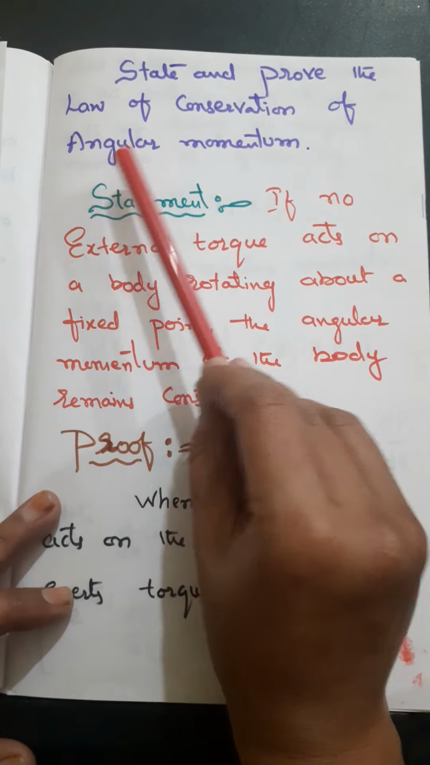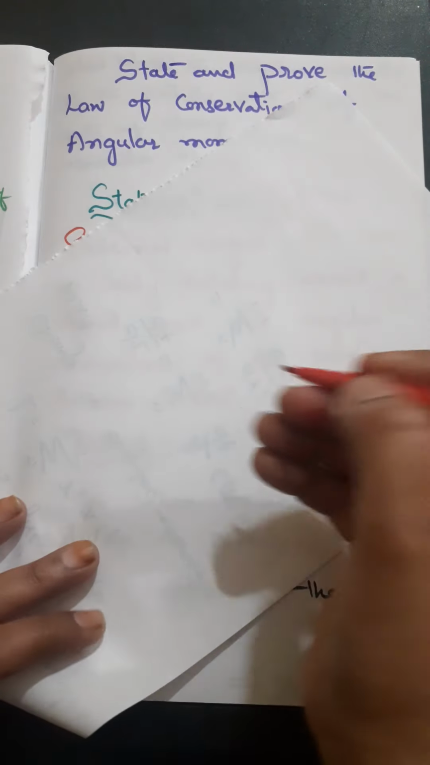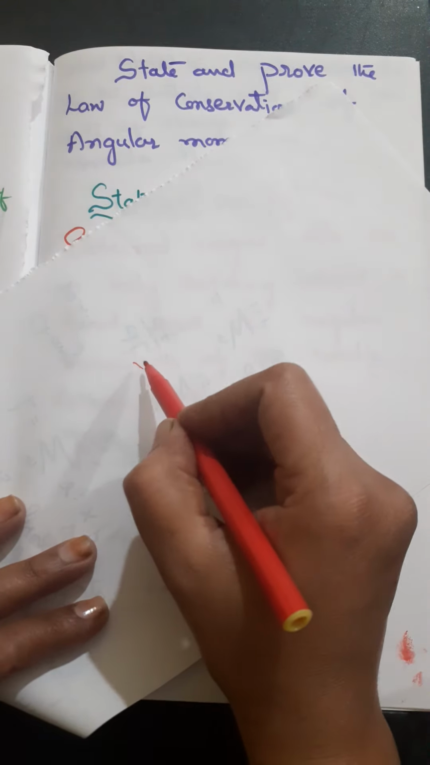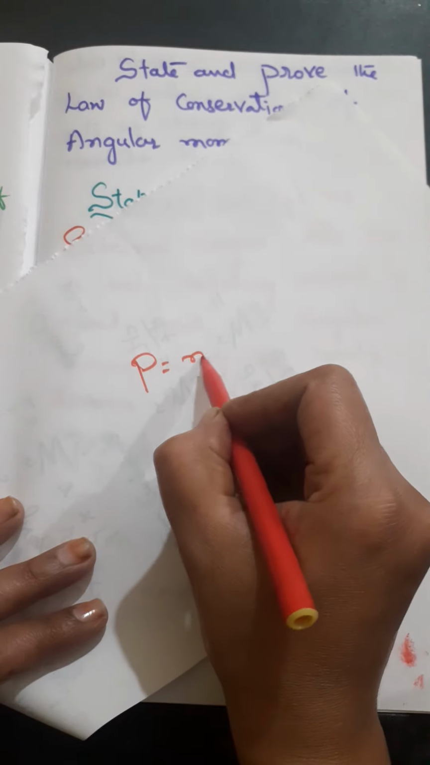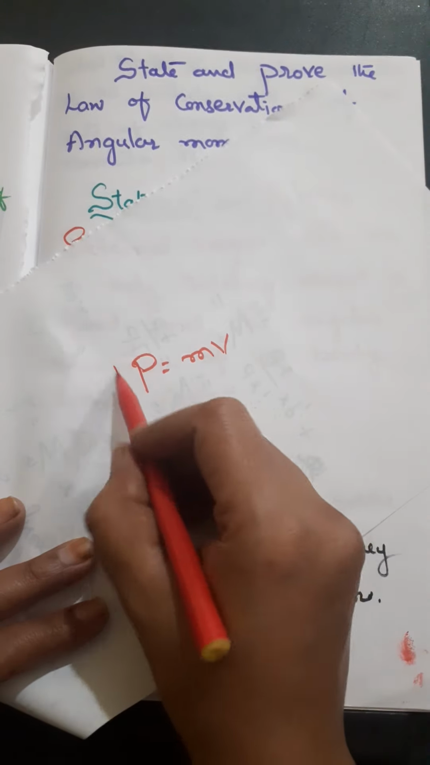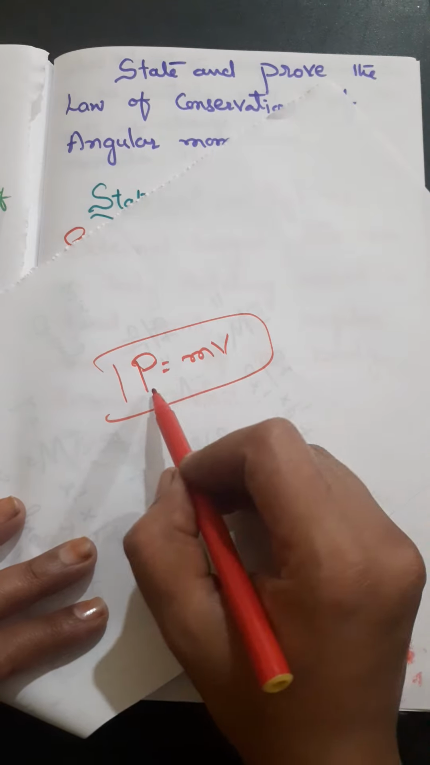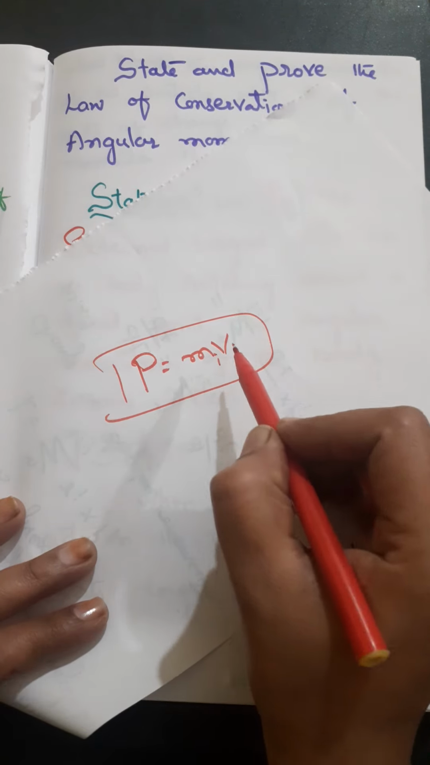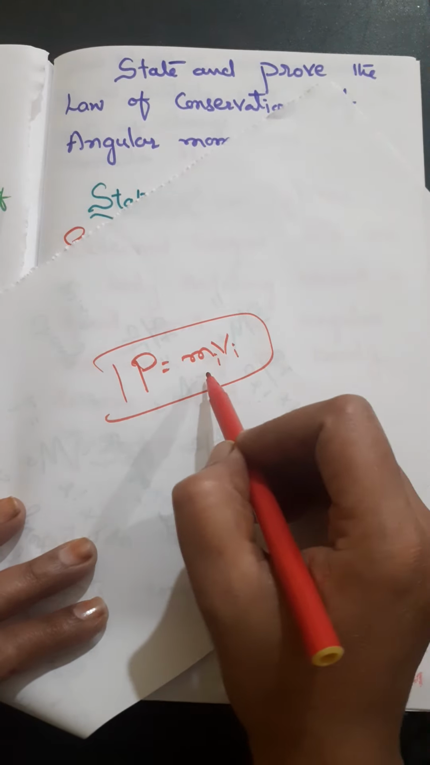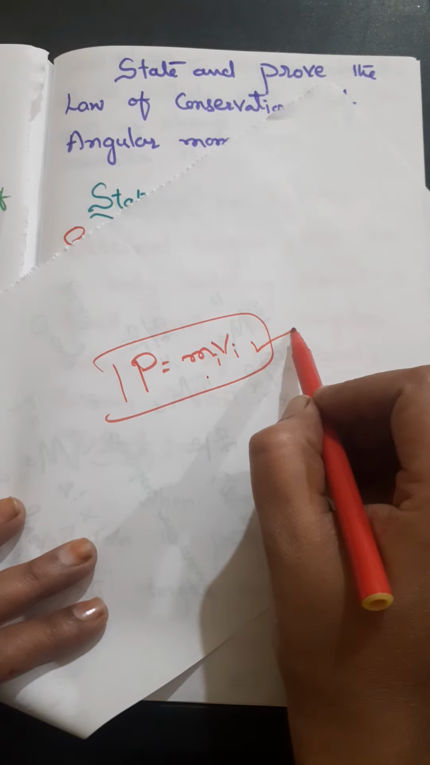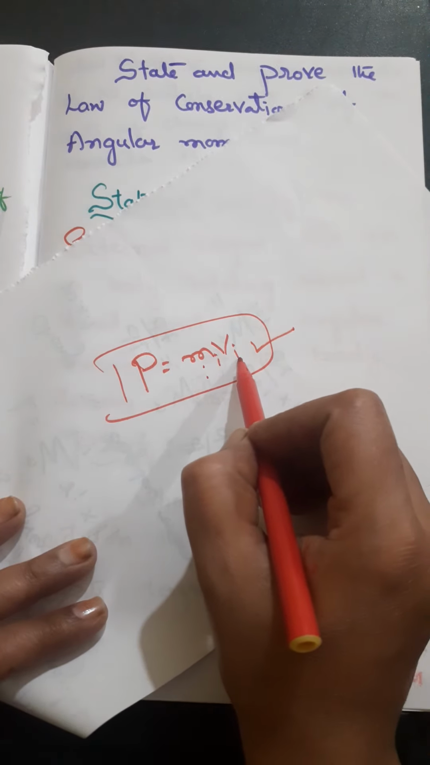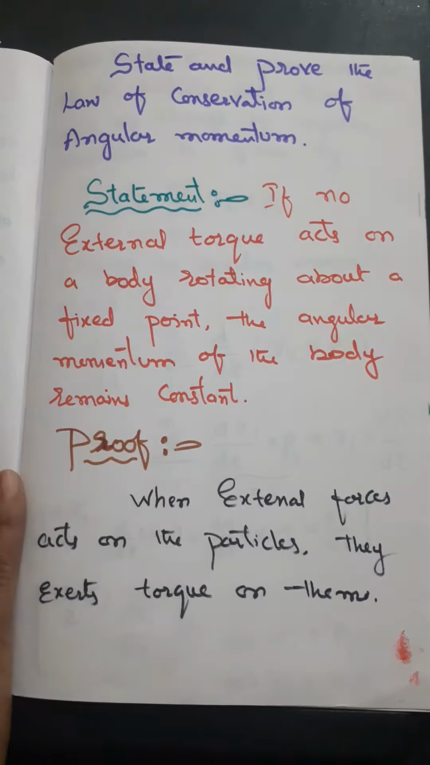what is momentum and what is angular momentum. So, in your previous classes, you have studied that momentum is a product of mass and velocity, or linear momentum is a product of mv, or simply, linear momentum is a product of mass and velocity. So what about angular momentum?